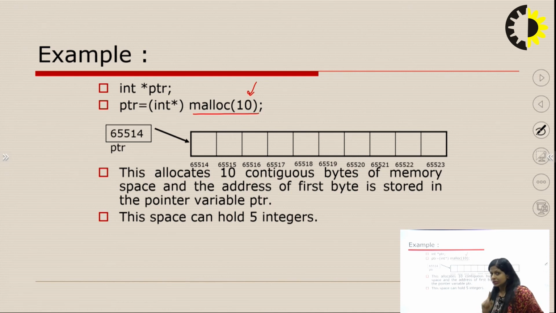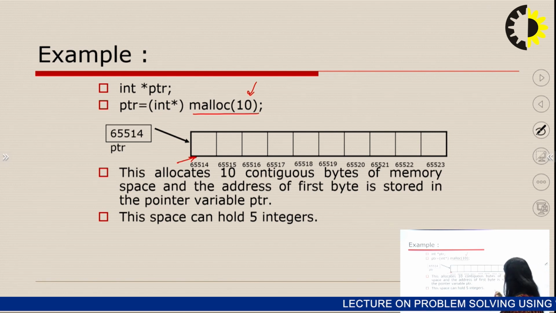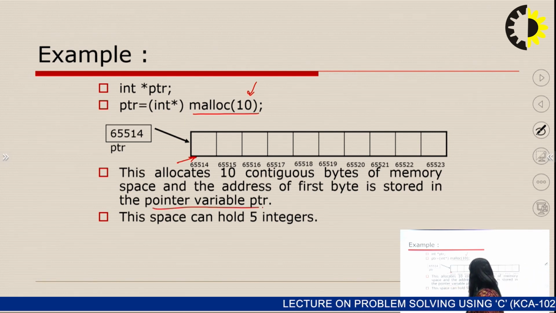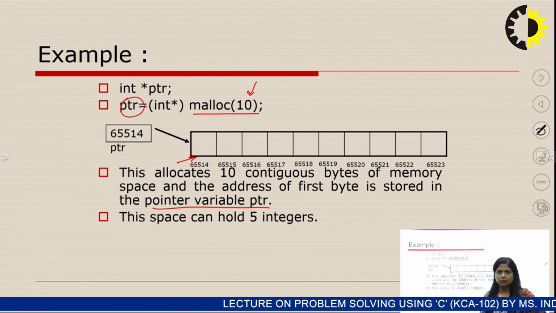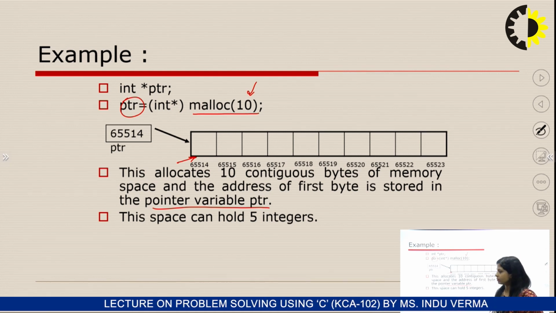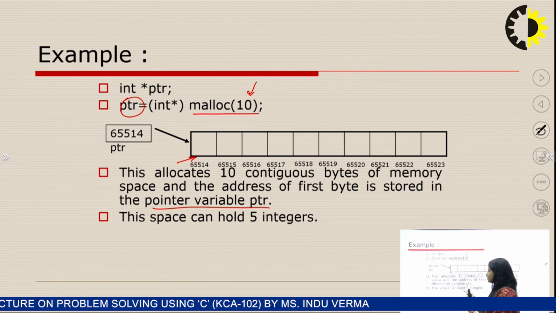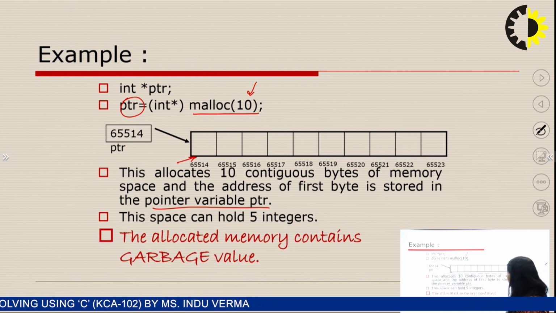What will it return on success? It will return the first byte of the allocated memory area, right? So this allocates 10 contiguous bytes of memory space, and the address of the first byte is stored in the pointer variable ptr, right? This space can hold 5 integers. If an integer takes 2 bytes, then 2 into 5 means it is going to hold 5 integers. The allocated memory contains garbage values.